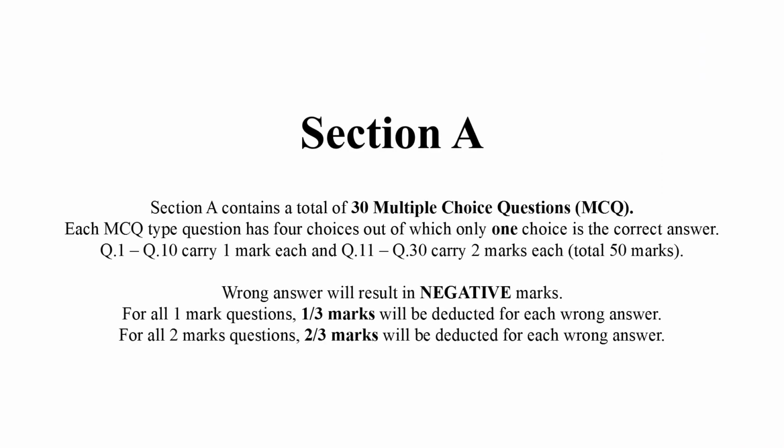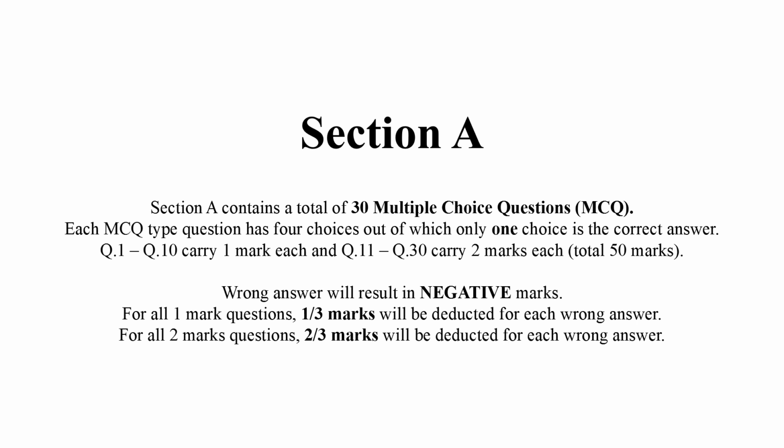Today we will be solving the section A of the JAM 2019 paper. Now this section contains a total of 30 MCQ questions, that is the multiple choice questions. Each MCQ question has 4 choices, out of which only one of them is the correct answer.